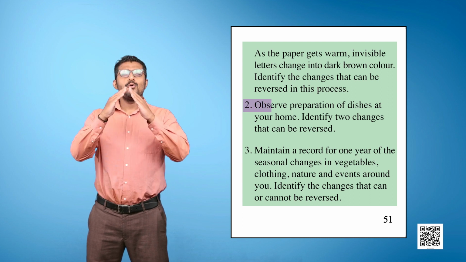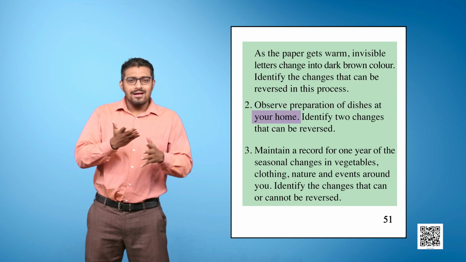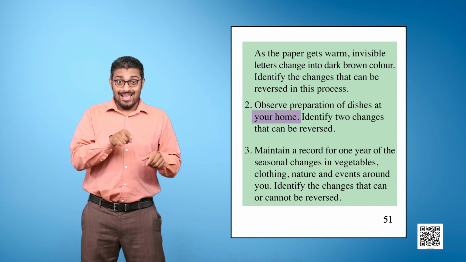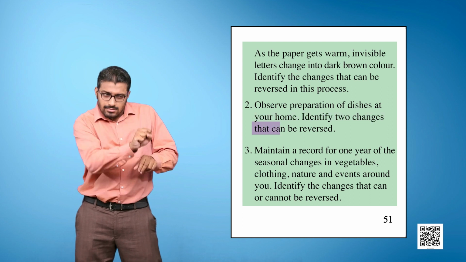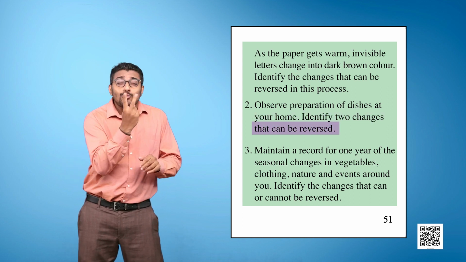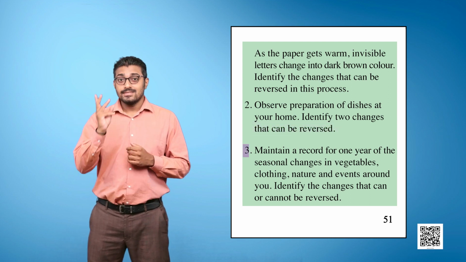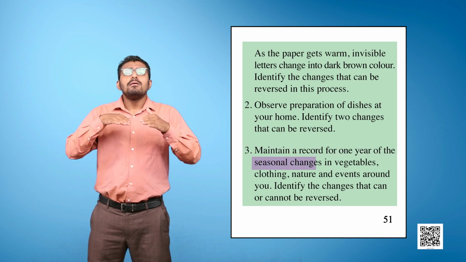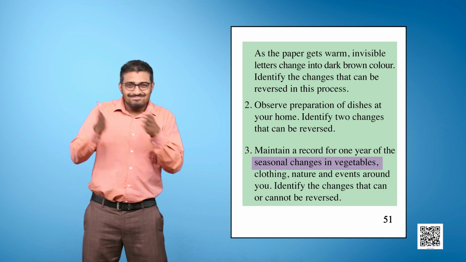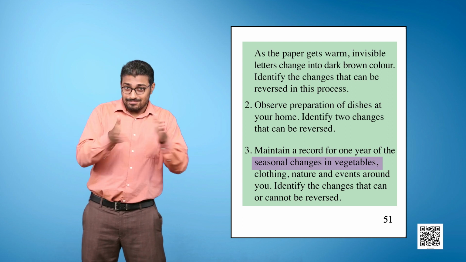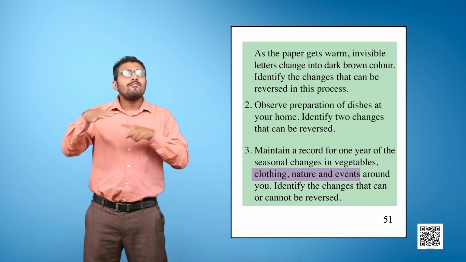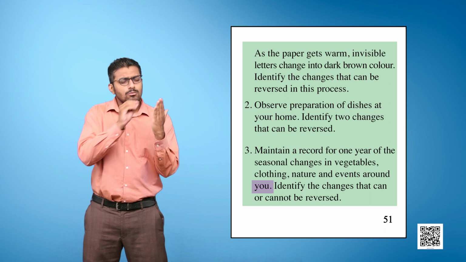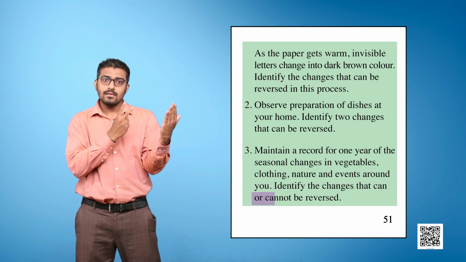Two. Observe preparation of dishes at your home. Identify 2 changes that can be reversed. 3. Maintain a record for 1 year of the seasonal changes in vegetables, clothing, nature and events around you. Identify the changes that can or cannot be reversed.